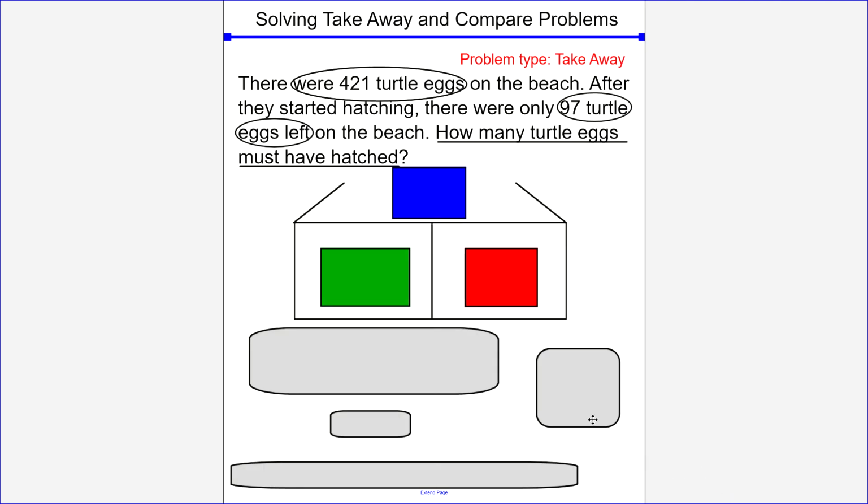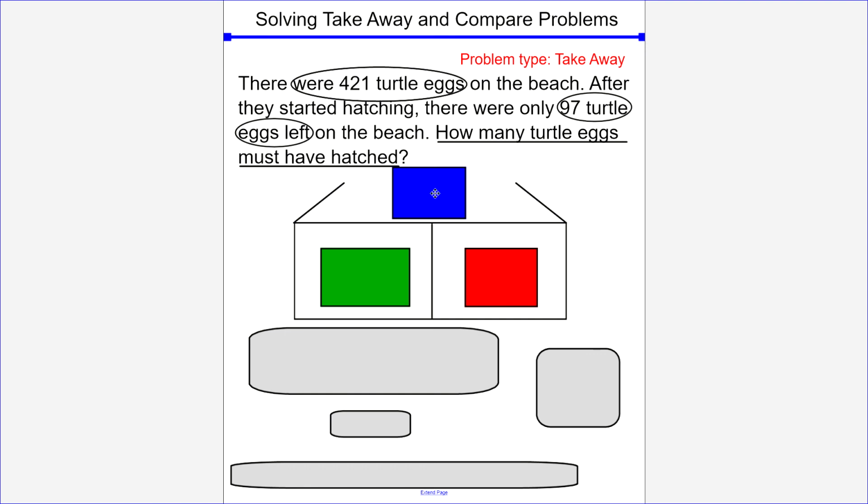Let's go ahead and solve one takeaway problem together. Let's review this problem, even though we read it earlier, so it's fresh in our mind. There were 421 turtle eggs on the beach. After they started hatching, there were only 97 turtle eggs left on the beach. How many turtle eggs must have hatched? Third grade, we're going to fill out this bar diagram together. I want you to think, what is the whole in this problem?